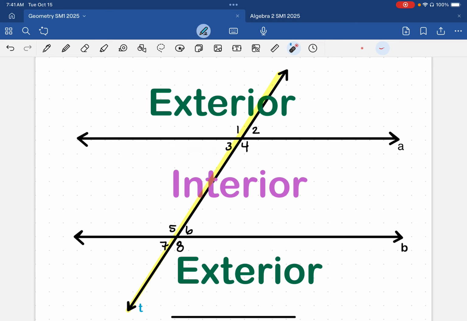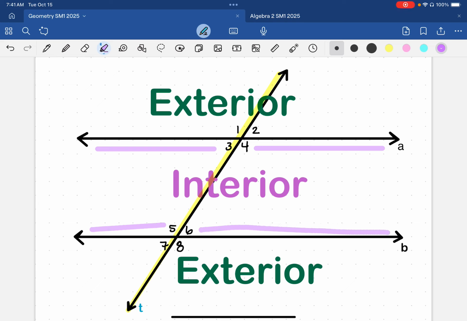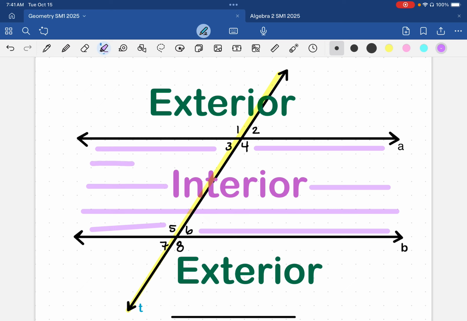Due to that, we have two different distinct pieces of our picture. We have the interior angles between our two parallel lines. So that would give us angles 3 and 4 and angles 5 and 6. These would be our interior angles. Please make sure you are copying down this picture, as it will come in handy. Let me just go ahead and highlight the interior.